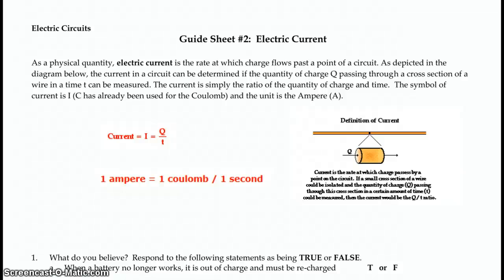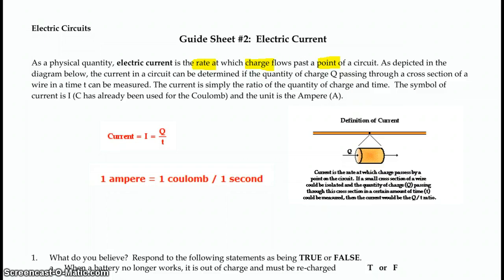Okay, this screencast is on the definition and basic idea behind what we call electric current. Electric current is defined as the rate at which charge flows past a given point of an electric circuit. Now, it's another rate quantity.